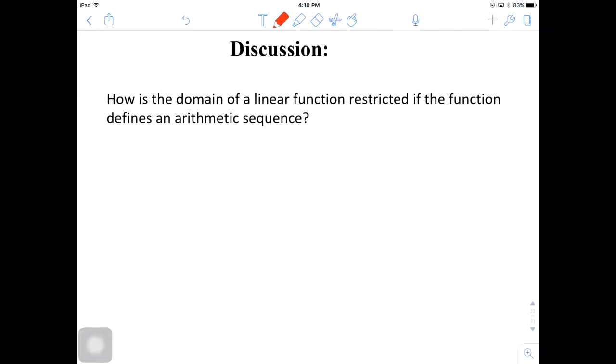Then we have come to almost the end of this day. So let's go ahead and take a look at the discussion question. How is the domain of a linear function restricted if the function defines an arithmetic sequence? So the domain, because we're talking about n, the number of the term, they have to be whole numbers. Like, for example, it has to go from 1, 2, 3, 4. So that would be the restriction.